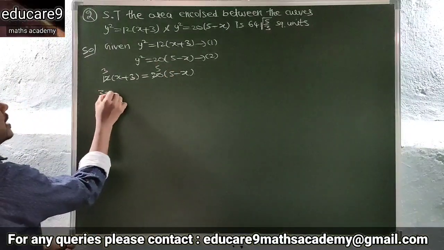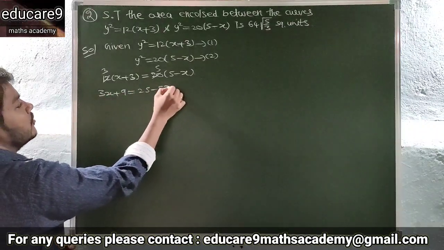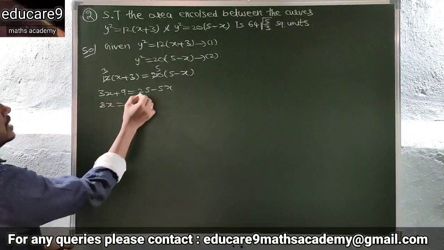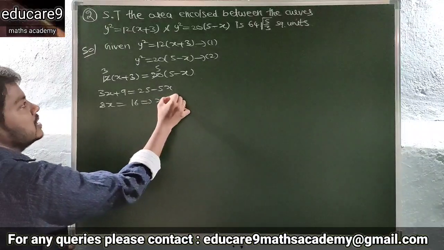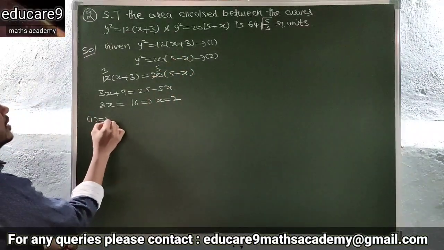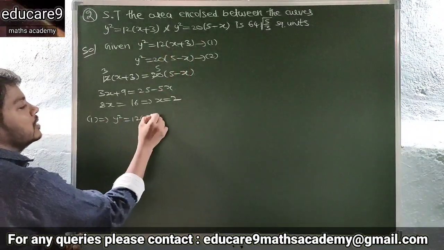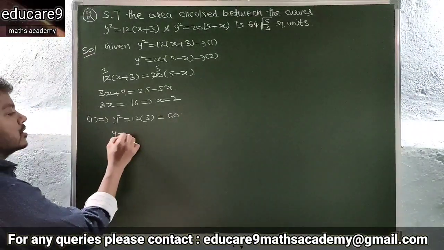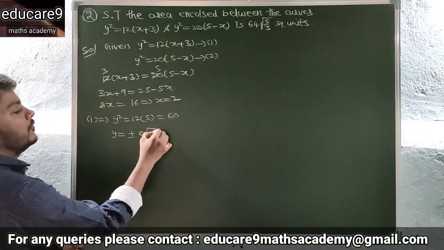So 4 3s are 12, 4 5s are 20. So this is 3x plus 9 is equal to 25 minus 5x. So 5 plus 3, 8x is equal to 25 minus 9, 16. So from this, the x value is 2. Now substitute here. From equation 1, y square is equal to 12 into 2 plus 3, that is 5. So this is 60. So clearly y is equal to plus or minus 2 root 15.